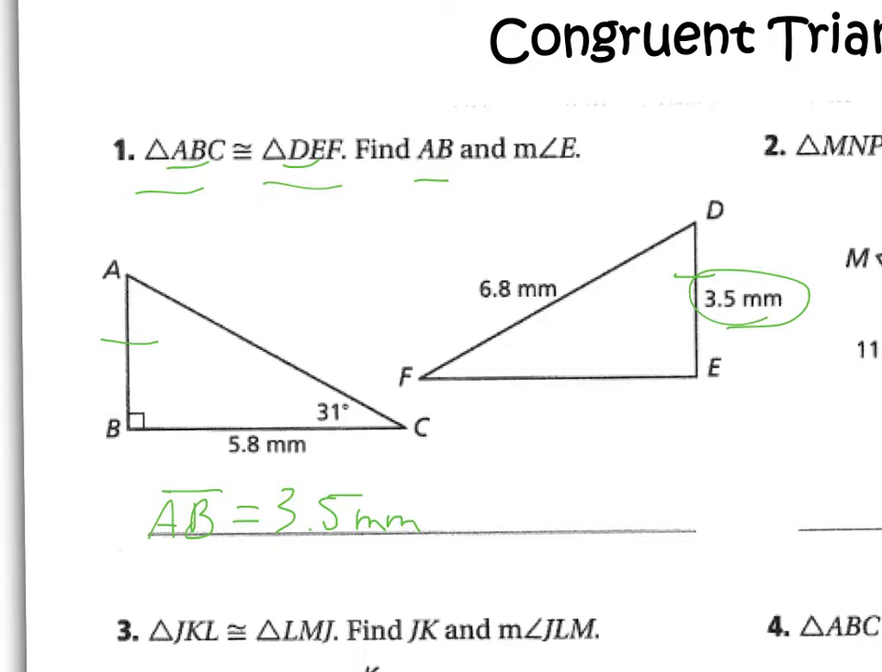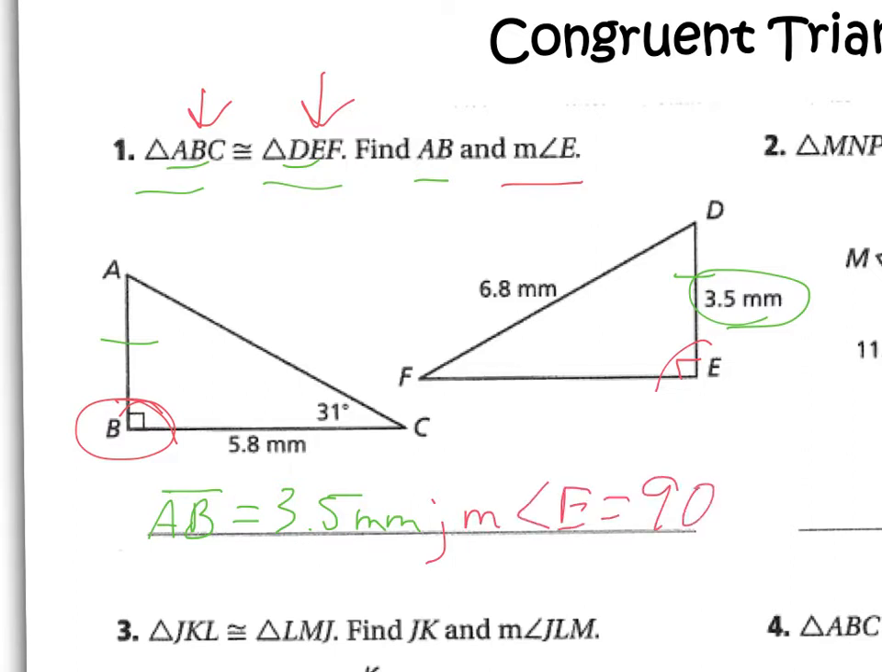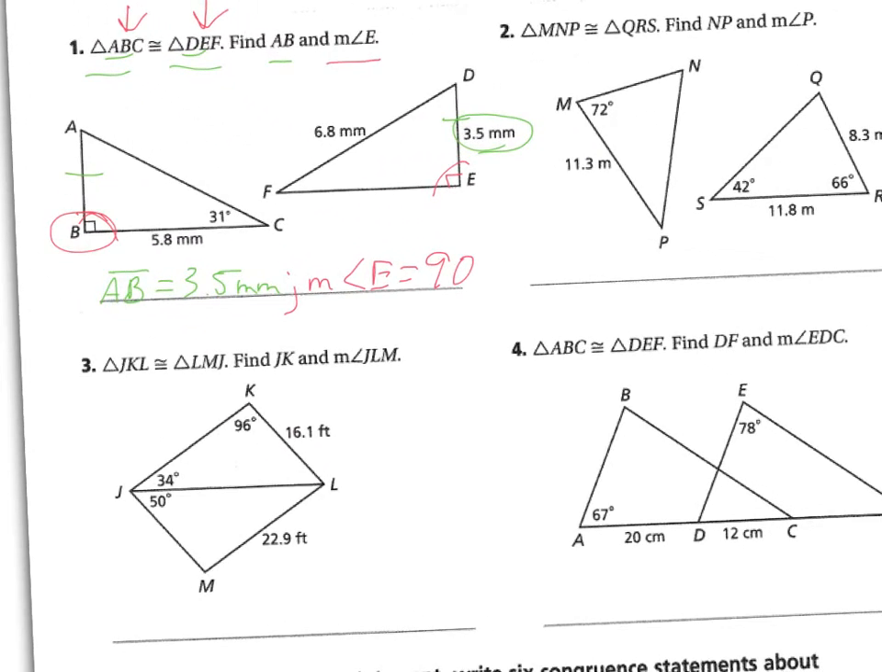Now look at angle E. Angle E is this angle right here. Its corresponding angle is angle B, which is this one right here. They're congruent. Well, look at angle B. It's a right angle. That means angle E is a right angle, which means that the measure of angle E is 90 degrees. Okay? And you'll do 2, 3, and 4 like that.